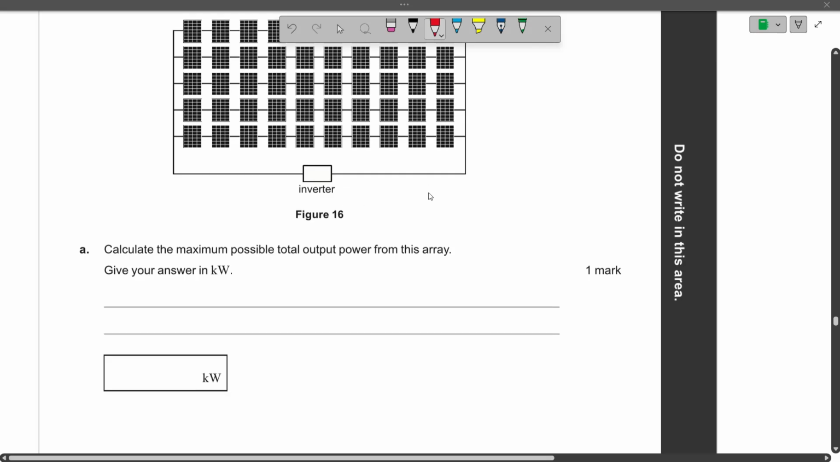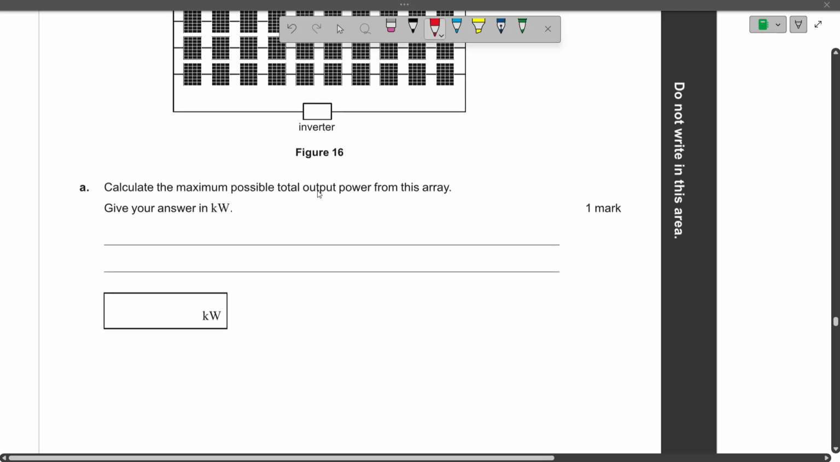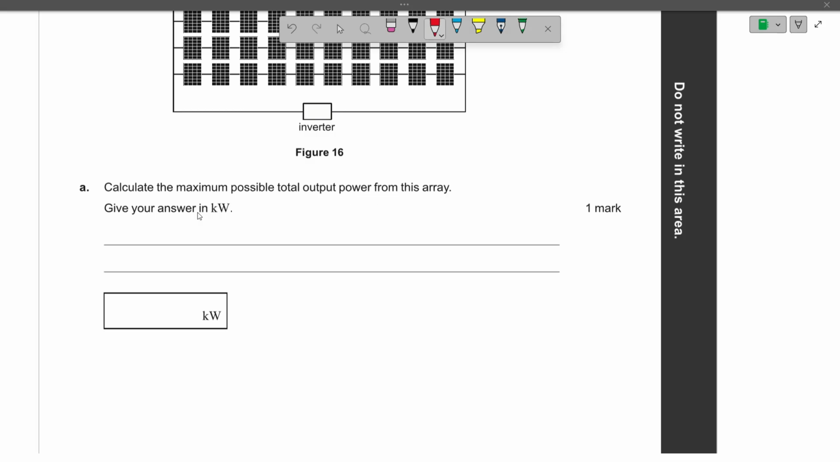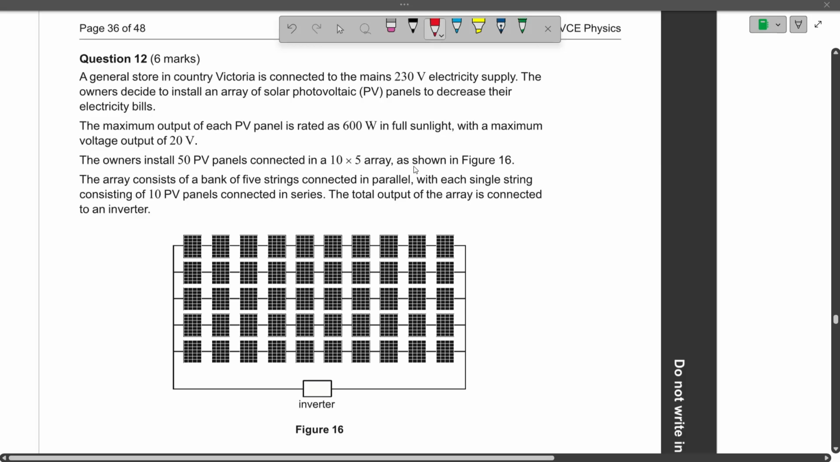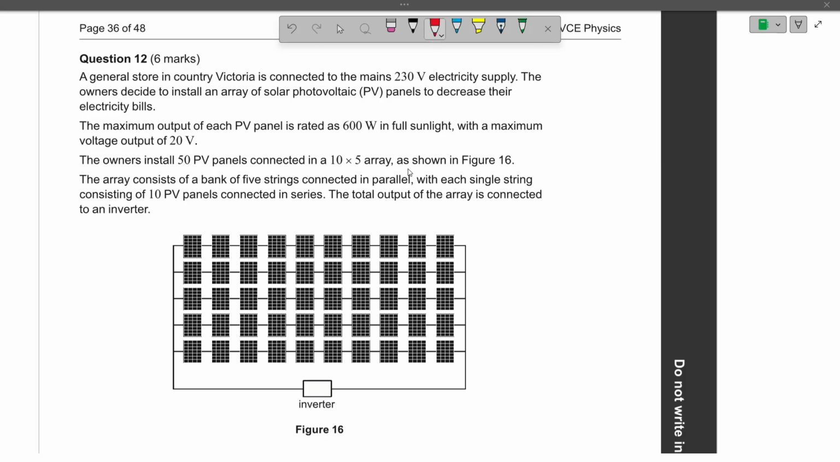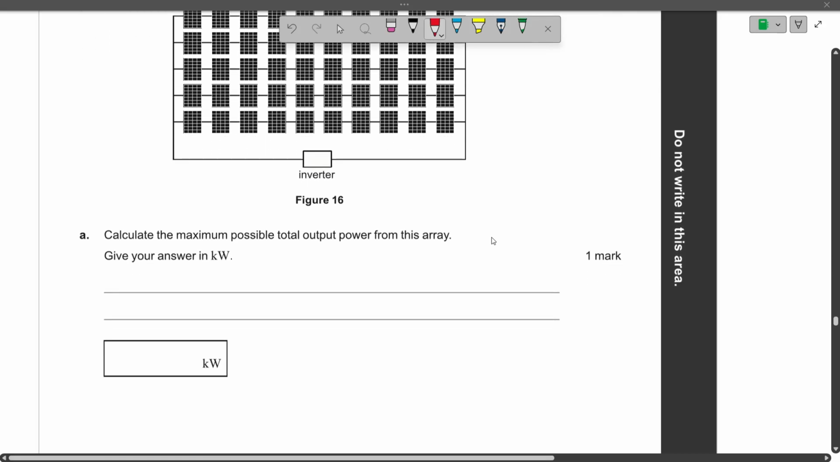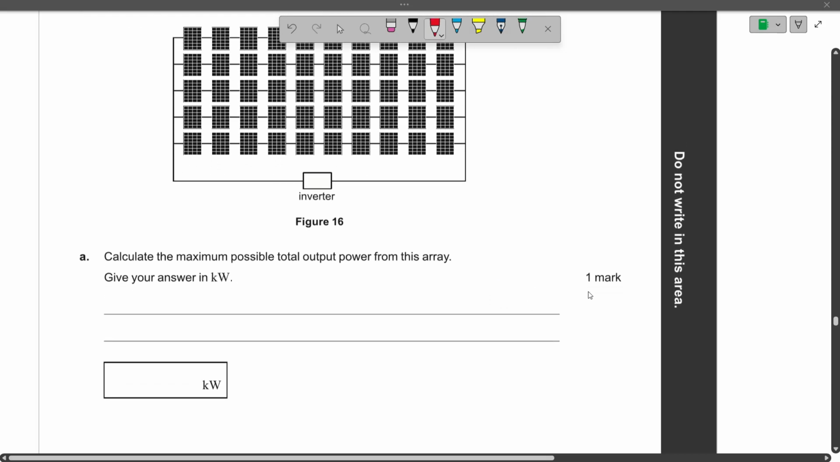Alright, part A. Calculate the maximum possible total output power from this array. Give your answer in kilowatts. Alright, so total power output, well, I think that the easiest way to say that would just be we've got 50 panels and each panel can generate 600 watts. I don't think it's any more complicated than that. It's only one mark.